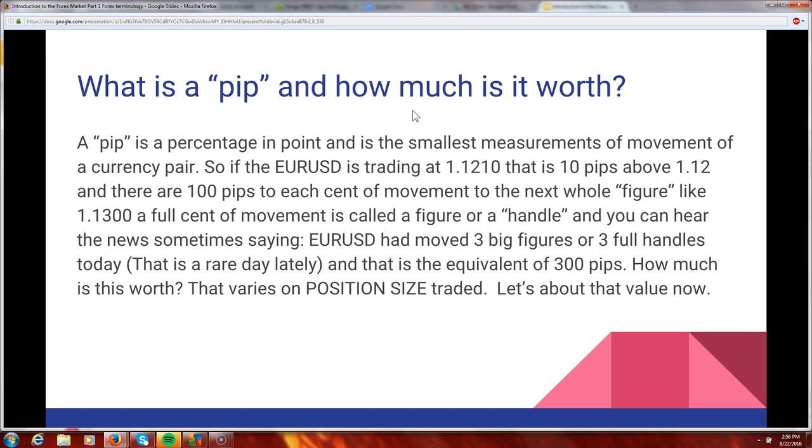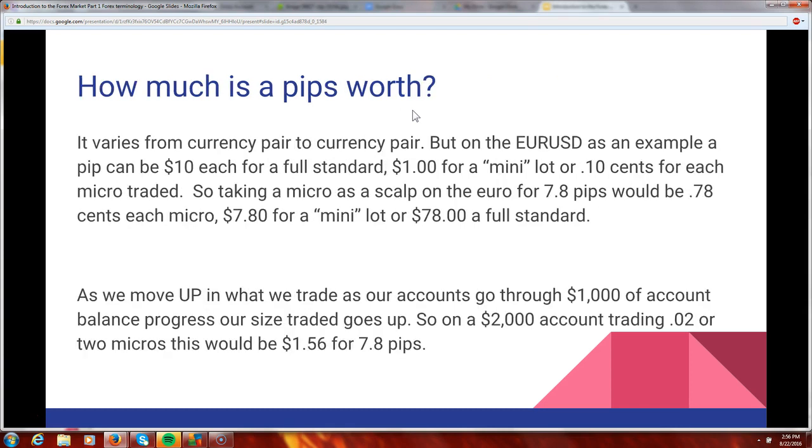So how much is this worth? That varies on whatever your position size is that you are trading. So we'll talk about that value right now. A pip is a fluctuating thing, and it varies from currency pair to currency pair. But on the euro dollar, as an example, a pip can be $10 each for a full standard. It can be $1 for a mini lot. A mini lot is just 10,000 units of currency, a tenth of a standard. Or it can be 10 cents for every pip on a micro lot.